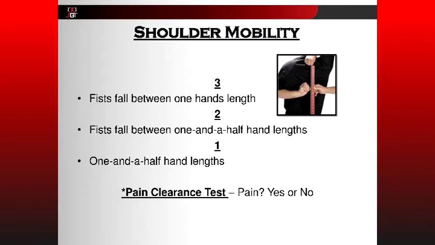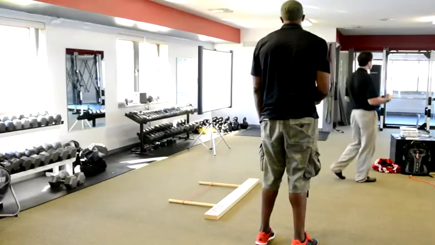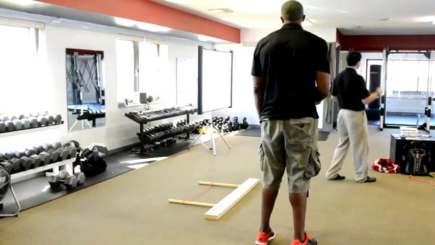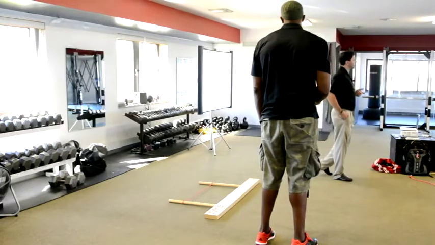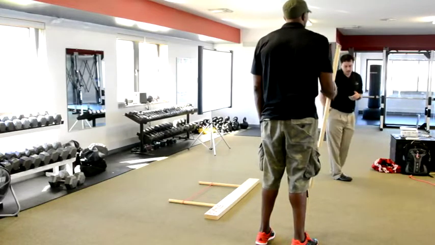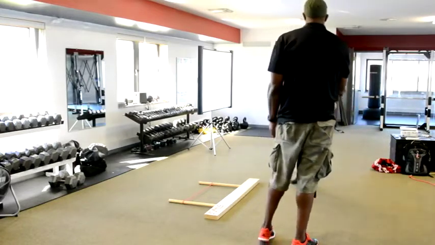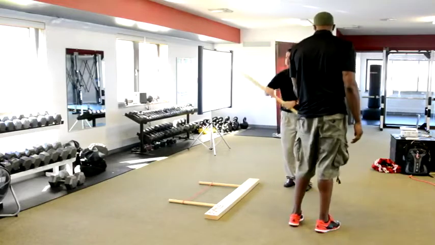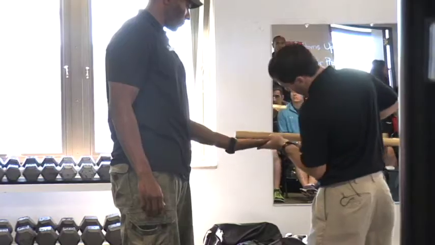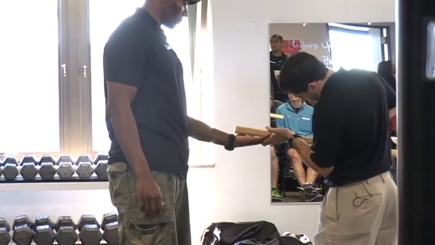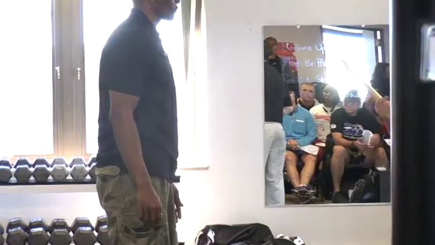So he's got to basically fall within that measurement to get a score of a 3. So 1 hand's length. 1.5 hands length will be a score of a 2. Anything beyond that is going to be a score of a 1. And then we'll go into a pain clearance test, which I'll show you next. So here, let me measure your hand. So he's got 24 centimeters.